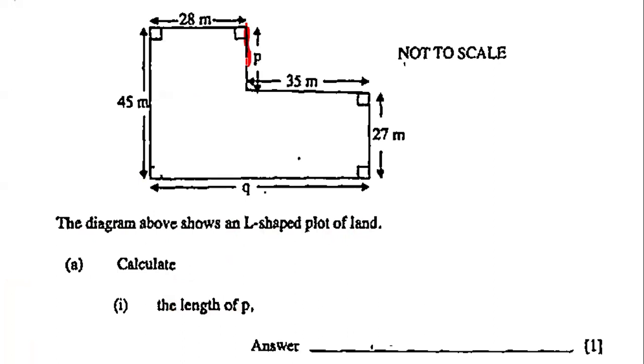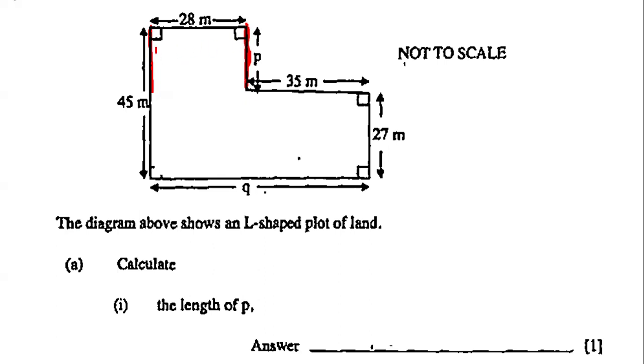They want us to figure out what the length of P is. Notice that this is the length of P, and that's what we're trying to figure out. But I also want you to notice that this side, the length of P, corresponds with this particular length right here. So P and this length should be equal. This side and this side that I have denoted in red are equal.